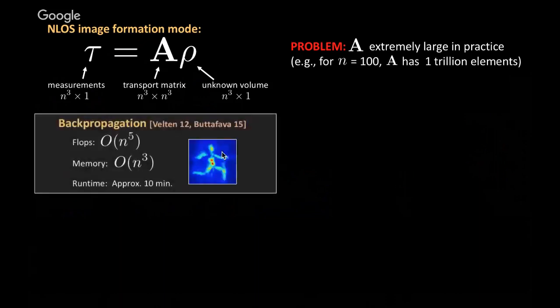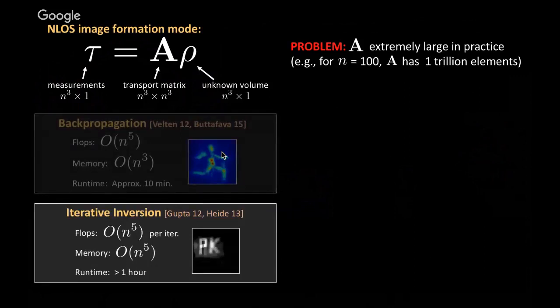Despite that, this has been the approach that had been proposed by prior work. So back projection, which was initially proposed in 2012, is able to compute the solution here by solving an approximation to this linear system. So instead of inverting A, they compute the transpose of A. And this requires about 10 minutes to do, and it gives you a kind of blurry result in response. And so they have to use heuristic filters in order to sharpen the geometry. Another approach is to try to just bite the bullet and invert A directly, but this can take a lot longer, on the order of hours, to actually solve for an image.